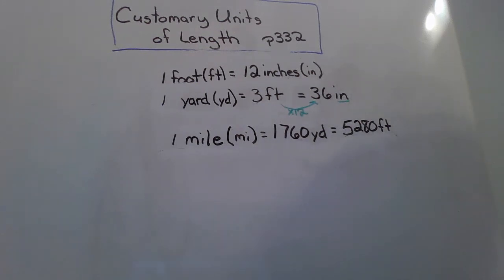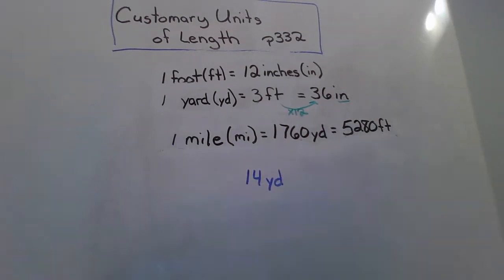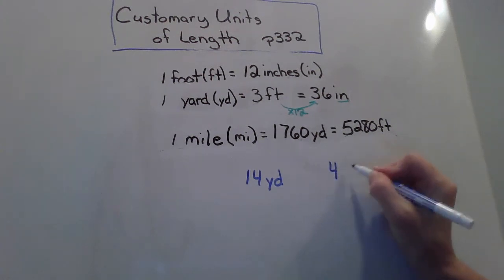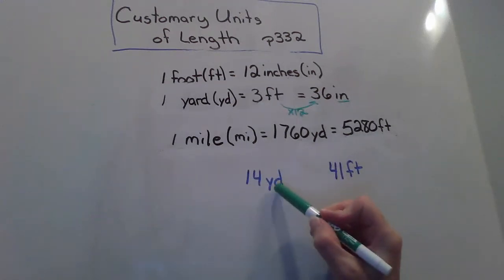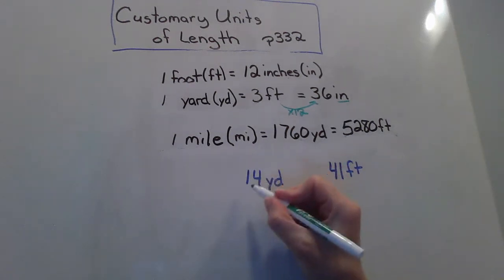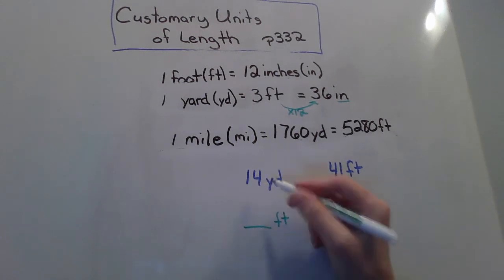Okay, so the example that they are giving you is they want you to take 14 yards and compare that to 41 feet. There's a bunch of different ways you can do this problem. You can either change them both so that they're both yards, or change them so that they're both feet. If you look in your book, they actually do one way, whereby they convert the yards into feet. So they want to change 14 yards into feet. So how many feet are in 14 yards?